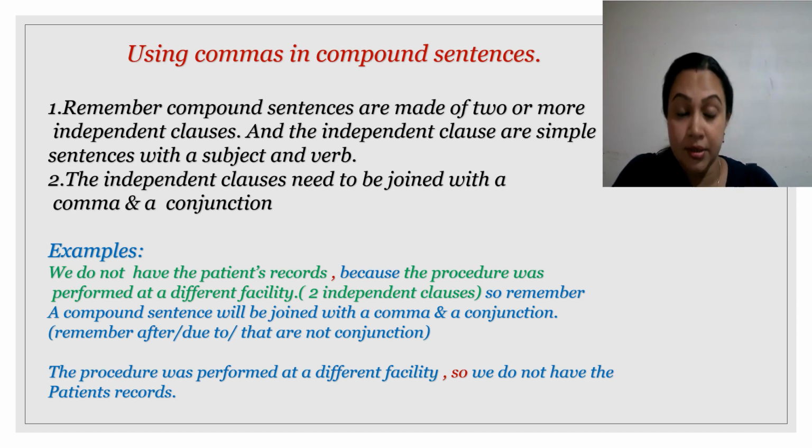Again, remember that I have seen people making mistakes like using after, due to, that. These kinds of words are not conjunctions, and I have seen students putting a comma before them. You don't want to use that. They are not conjunctions and you don't want to put a comma before these words. Next, another example is also given there. The procedure was performed at a different facility, comma, followed by the conjunction so, we do not have the patient's record. I hope that's clear.